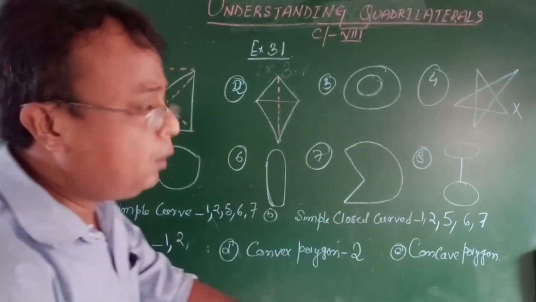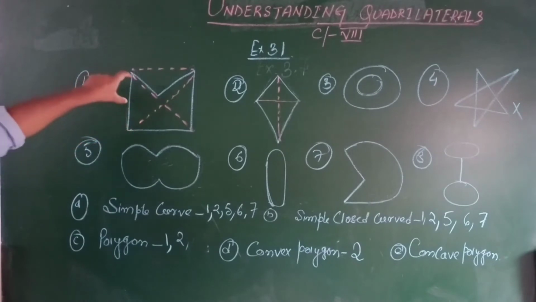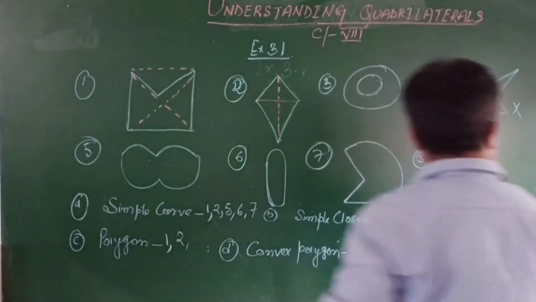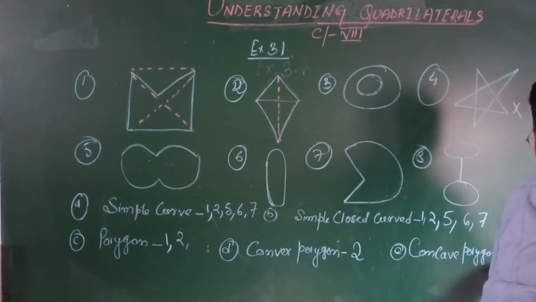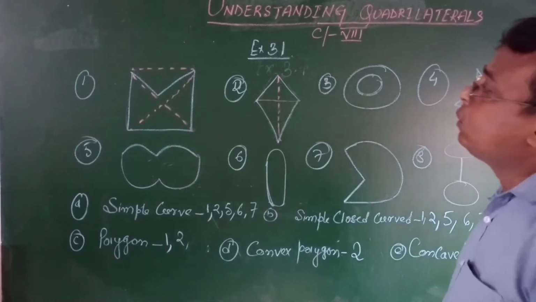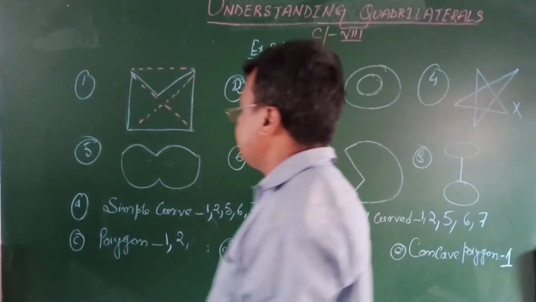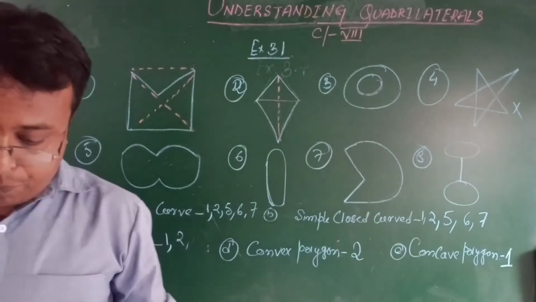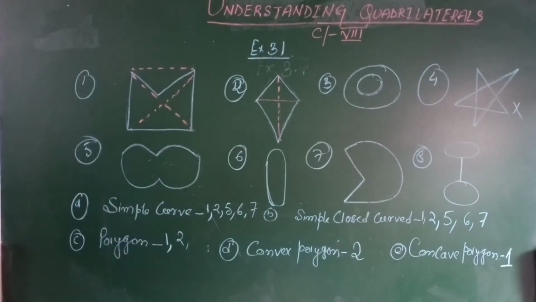And what is a concave polygon? Which one is the concave polygon? This one, Figure number 1, is a concave polygon. So I hope you understood how to classify the figures: which one is convex and which one is concave, which are simple curves, which are simple closed curves, and which are polygons.